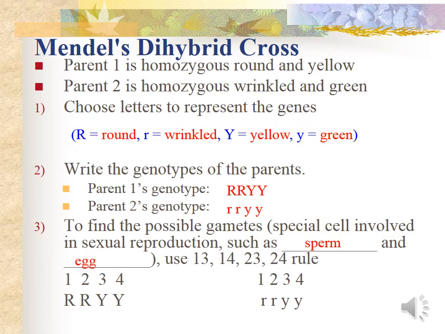Mendel's dihybrid cross. Okay, so he did all that work on the monohybrid crosses, and then he figured, you know what? I can use more math and do two at a time and see if I can figure that out. So here are some examples of how he used math in order to cross two traits at a time.